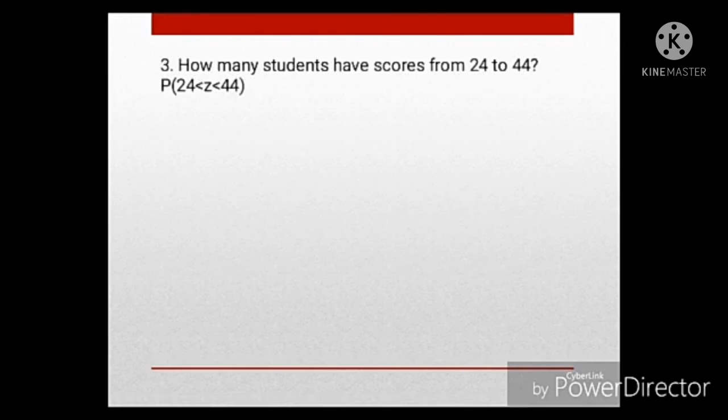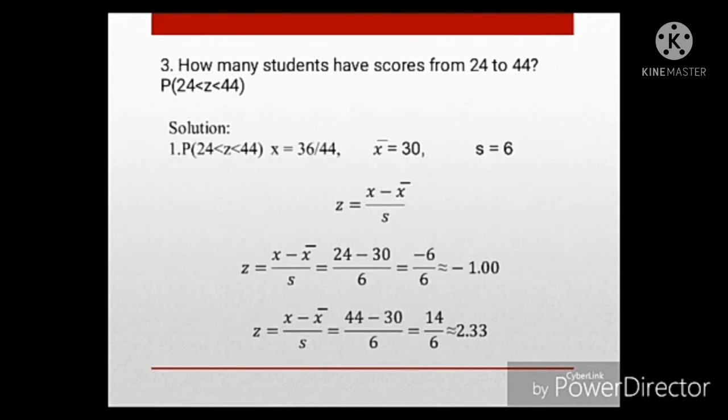Now we will be solving for the number of students who scored from 24 to 44. Solution. We have the given x, which is 24 and 44. By the way, ignore 36. That is 24 and 44. We have the mean 30 and the standard deviation, which is 6. We will be using the same formula.